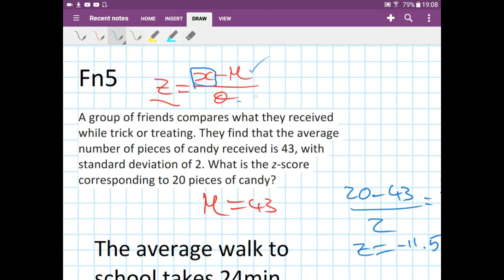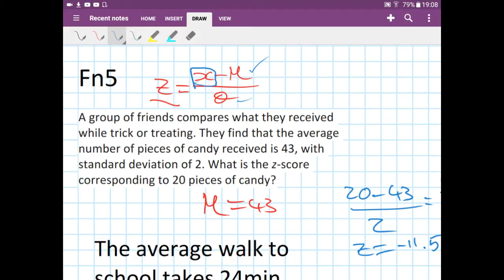And this is sigma down here, and that's the standard deviation. And you'll be told the standard deviation most of the time. If not, maybe you'll be working out what the standard deviation is, based on being given every other bit of information. But I wouldn't get too stressed about that.